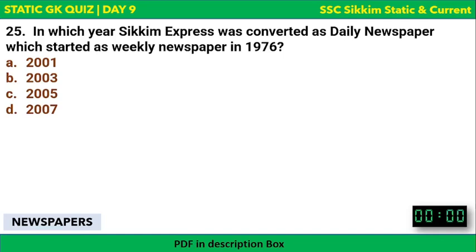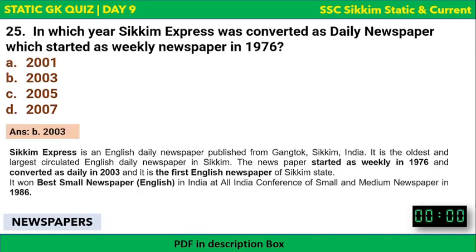So Sikkim Express has been published daily since 2003. It's an English daily newspaper published from Gangtok, Sikkim. I think you all know it. It is the oldest and the largest circulated English daily newspaper in Sikkim. This you also know. The newspaper started weekly in 1976. It was mentioned in the question itself, 1976. Remember this, and it was converted to daily in 2003, and it is the first English newspaper of Sikkim state.